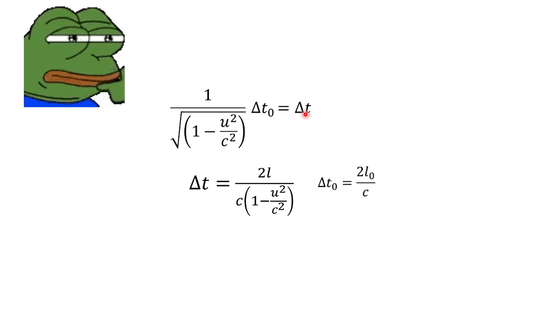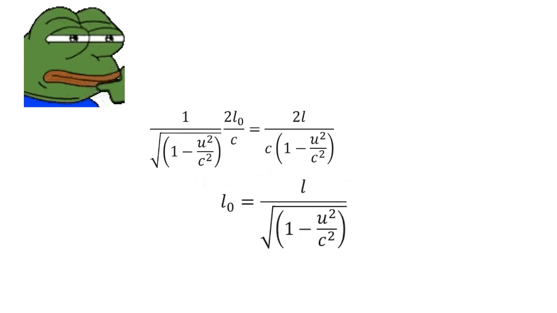But from the length contraction, we know that delta t is equal to 2L over c times, this is just gamma squared, and delta t naught is equal to 2L naught over c. So we substitute these two values, this one here, this one there. And of course, the rest is just simple math. We cancel c, we cancel 2, and we're left with gamma here. This is gamma squared, this is just gamma. And we have an expression for the length contraction.